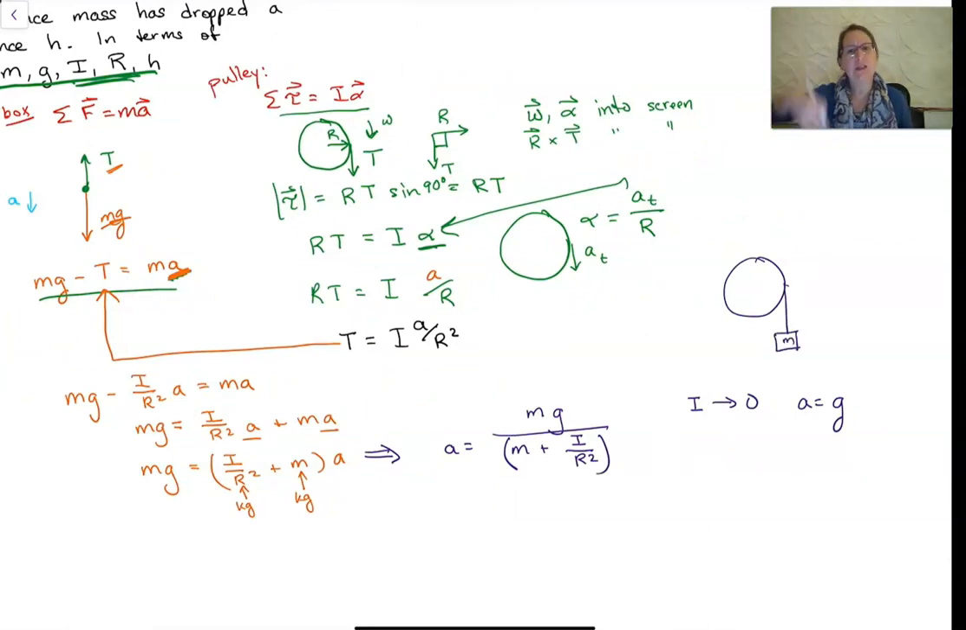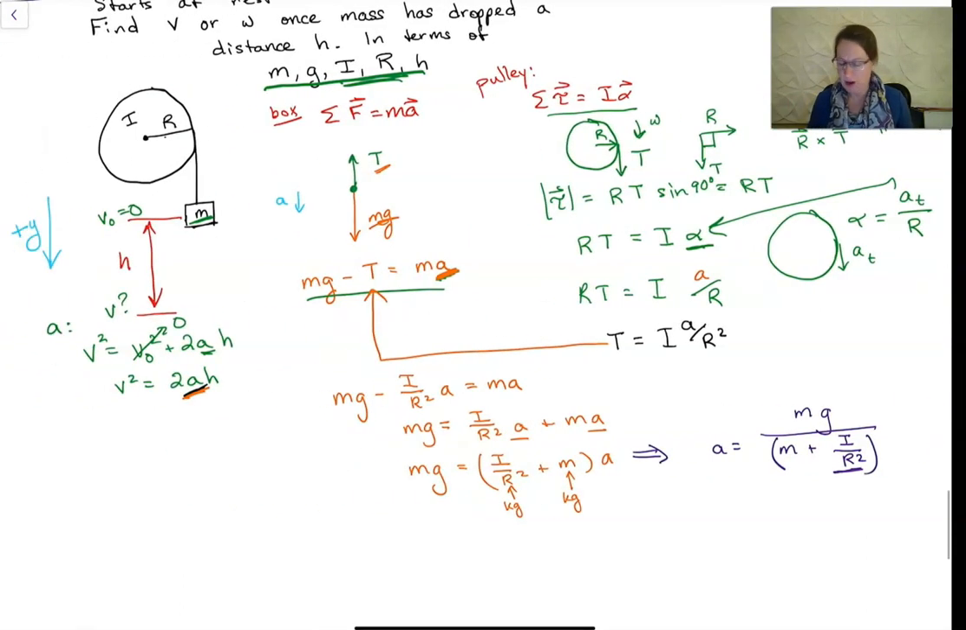That just means this unspools and this falls with an acceleration of g, because basically this disk has disappeared. If your moment of inertia is very big, if it's a really massive disk with a big radius, then you can see that this term right here is going to be big, which is in the denominator. It will make your acceleration very small, and this mass won't fall very quickly. It won't pick up speed very quickly.